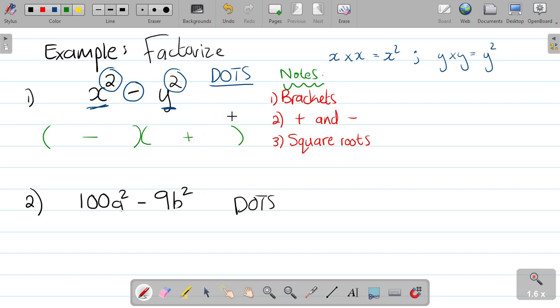So let's have a look at step number three. How do we know what gets filled in over here, these blank spots in the bracket? This is a very important part. We need to know how to square root these terms, and the answer that we get after square rooting will go into these places. So let's take each one. The x squared over here, when we get an answer from this, that is the answer that will go into our bracket.